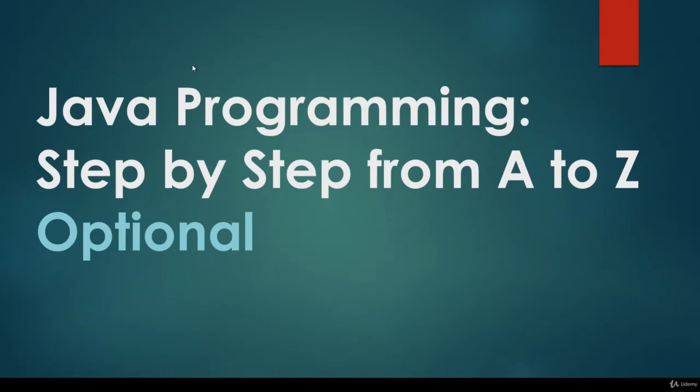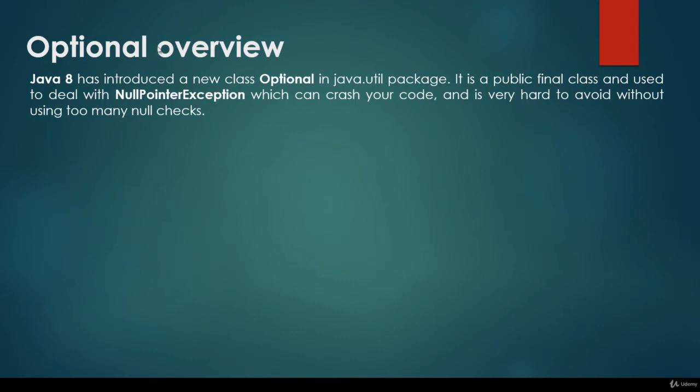In the coming lectures, we are going to talk about Optional. So first of all, what is the Optional class? Java 8 has introduced a new class, Optional, in the java.util package. It is a public final class and used to deal with null pointer exceptions, which can crash your code at runtime, and it is very hard to avoid without using too many null checks.